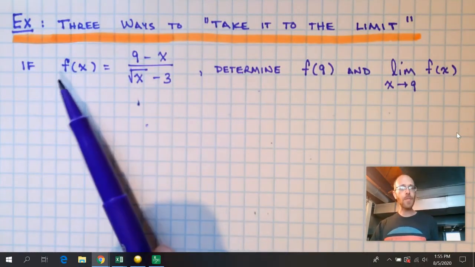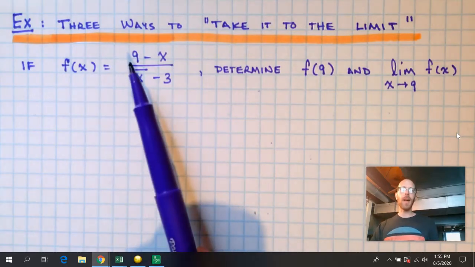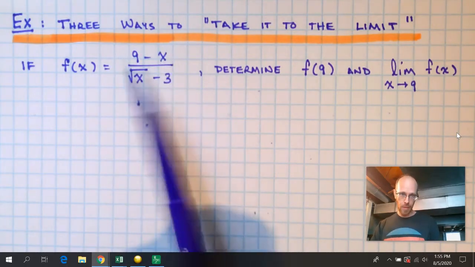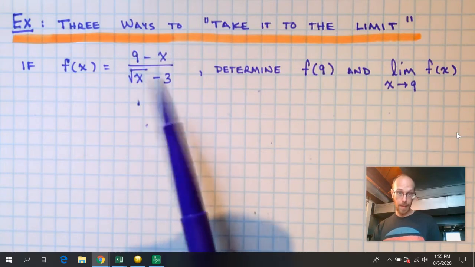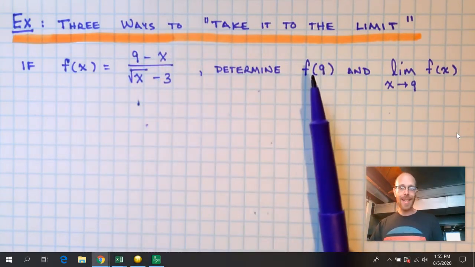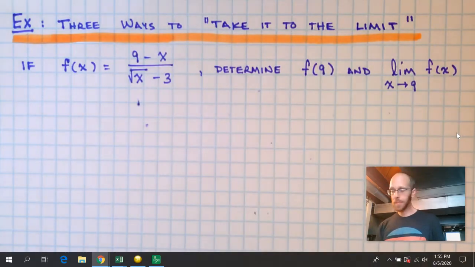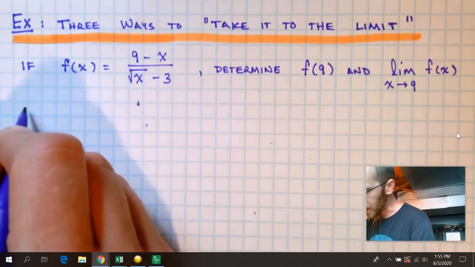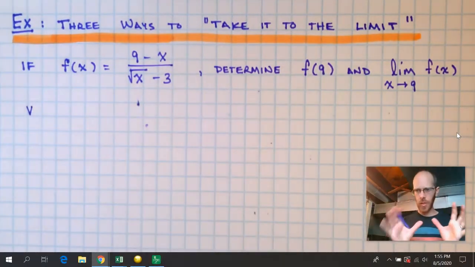Hey, let's play around with a weird function. So suppose we got this. Weird enough for you? f of x is equal to 9 minus something, divided by the square root of that something minus 3. I want you to tell me the value at 9. I want you to tell me the limit at 9.